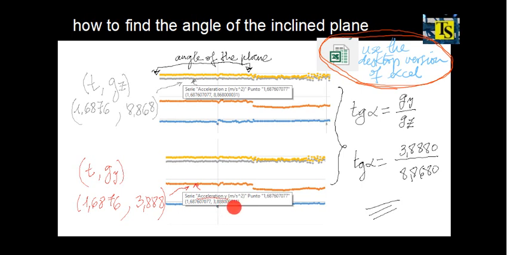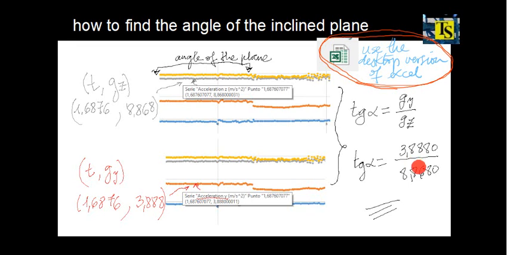So you know that the tangent of the angle is the division between gy and gz. So you do the division between 3.888 and 9.868. And this is the way to get the tangent of the angle. This is one of the experimental measurements you need to do.